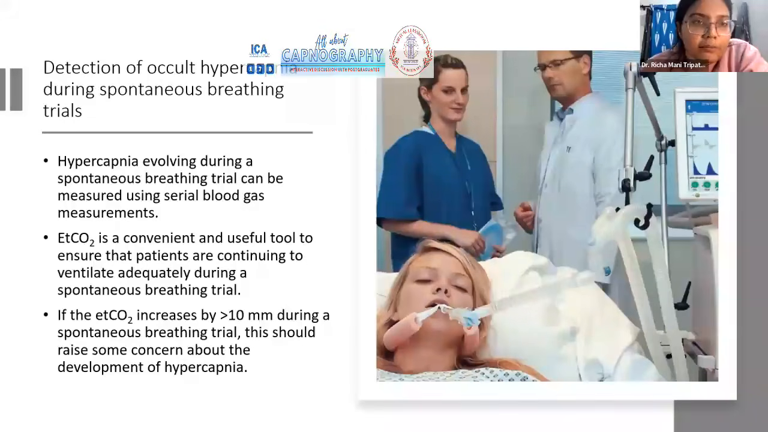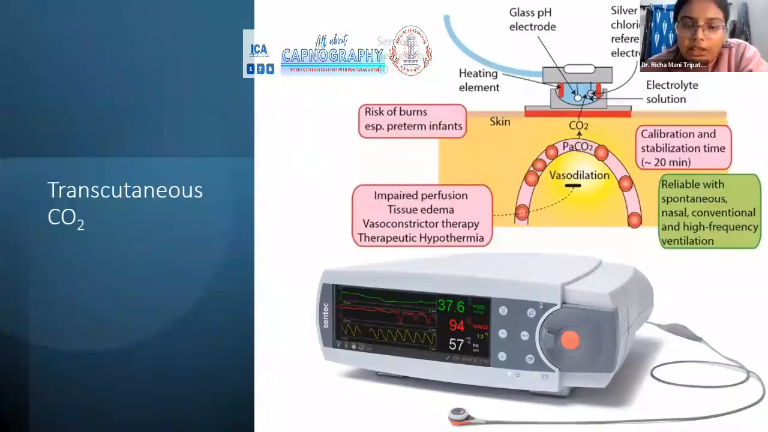So detection of occult hypercapnia during spontaneous breathing trials is also on the way. Hypercapnia evolving during a spontaneous breathing trial can be measured using serial blood gas measurements, but ABGs may be invasive and inconvenient for the patients, especially the ones with no arterial cannulation. So EtCO2 may be a more convenient and useful tool to ensure that patients are continuing to ventilate adequately. If the EtCO2 increases by 10 millimeters of mercury during the spontaneous trial, this should raise concern that the patient may not be breathing adequately.